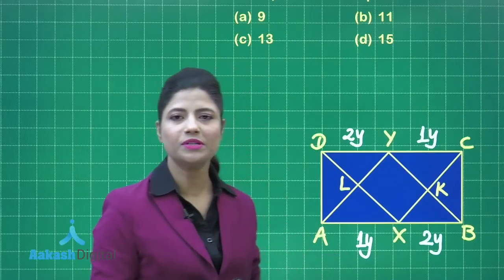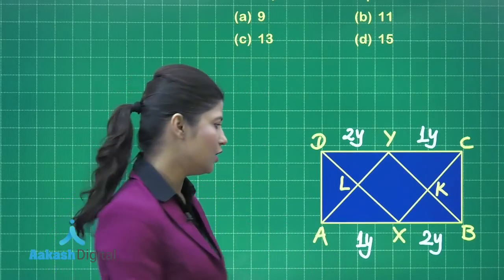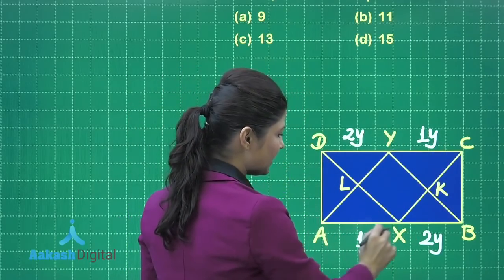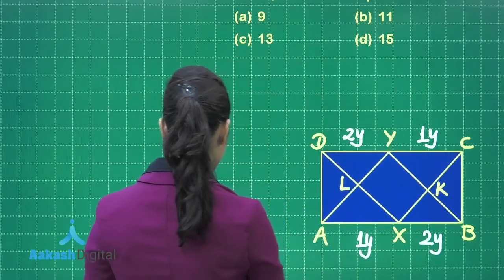Now, when you observe this figure, ABCD is a rectangle, its opposite sides are parallel and equal. So I have here AX parallel to YC, moreover AX is equal to YC. That makes AXCY a parallelogram.